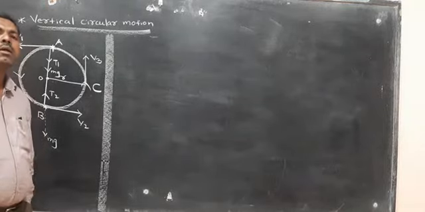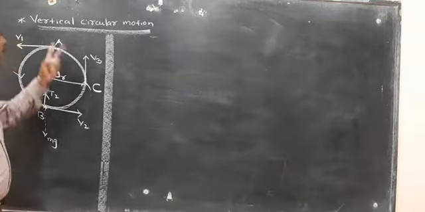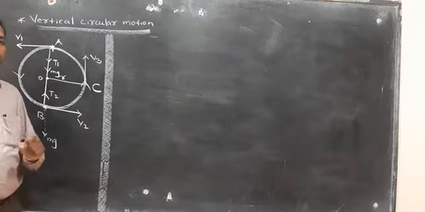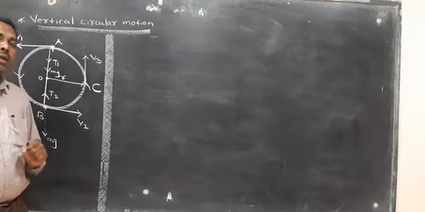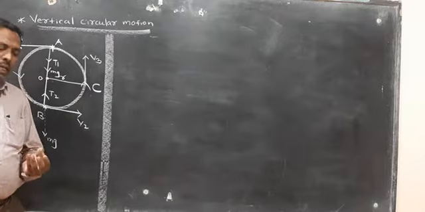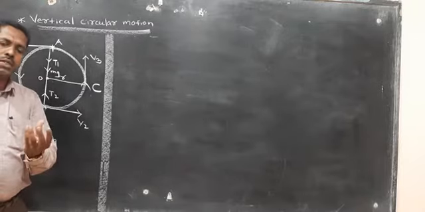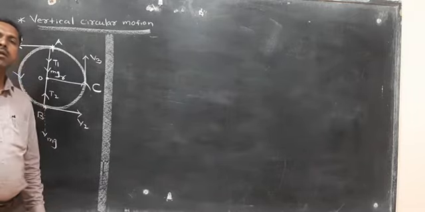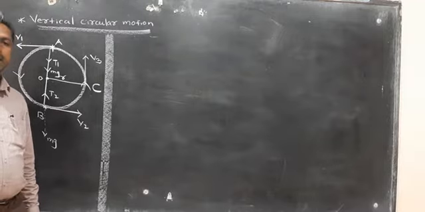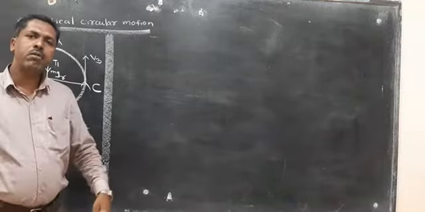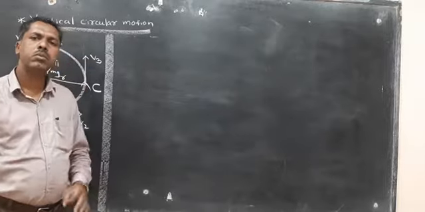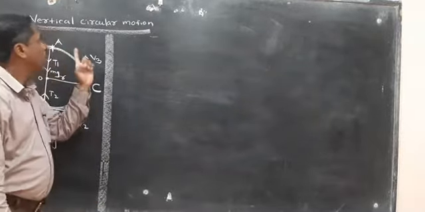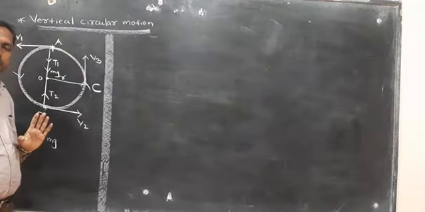So today we are going to discuss vertical circular motion. What do we understand by vertical circular motion? Take a heavy point mass to which one end of a string is attached, and the other end of the string we hold in our hand. Revolve it in a vertical form. The motion performed by the object is called vertical circular motion.